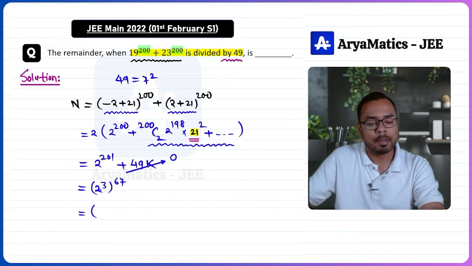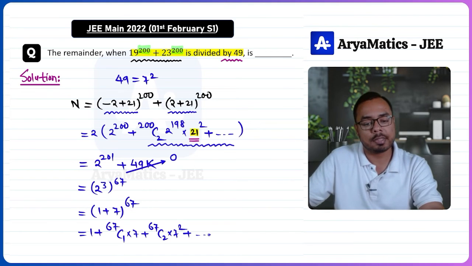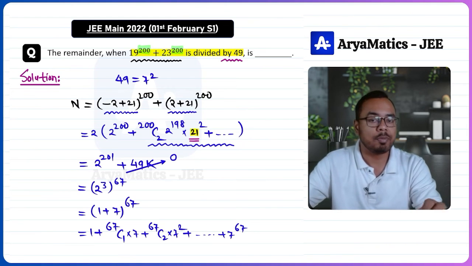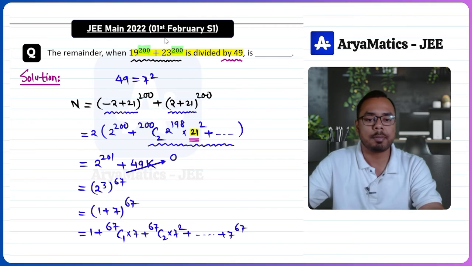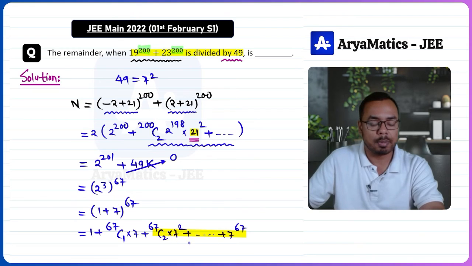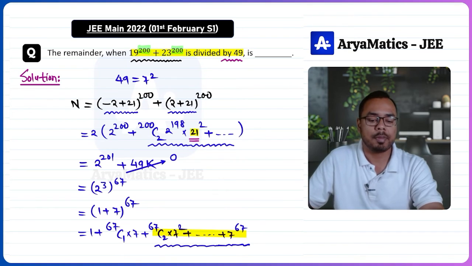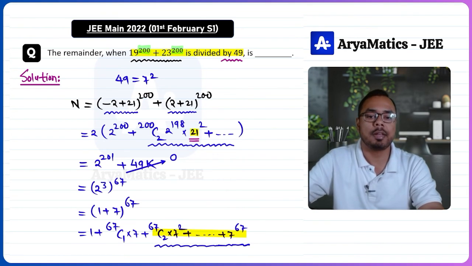So now we'll get 2 cube, which we can write as 1 plus 7, and this raised to 67. Expand it using binomial, and we have 1 plus 67 C1 into 7. The next term will be 67 C2 into 7 square. After that, all the other subsequent terms, up to the last term 7 raised to 67, are multiples of 7 square and hence multiples of 49. So except for the first two terms, all the other terms are multiples of 49. If I divide them by 49, the remainder will be 0.